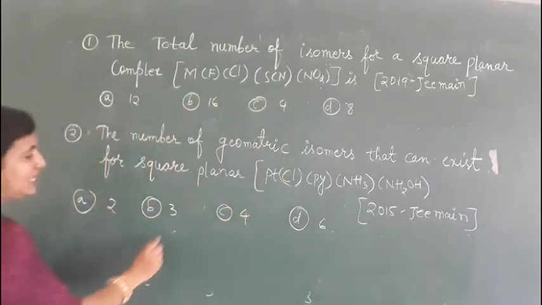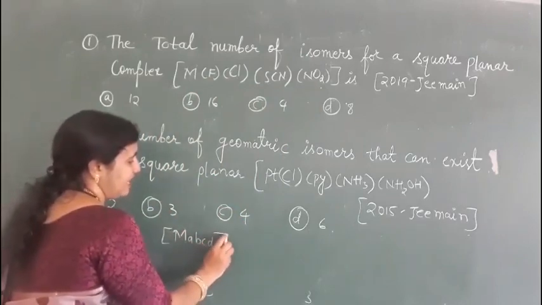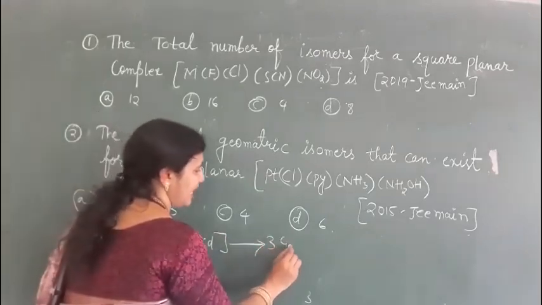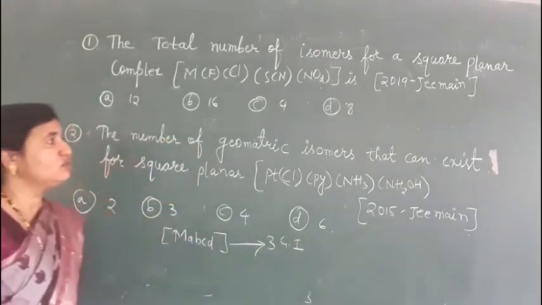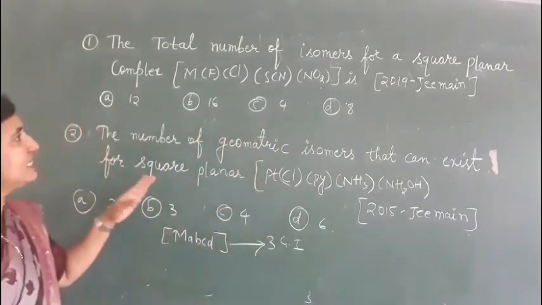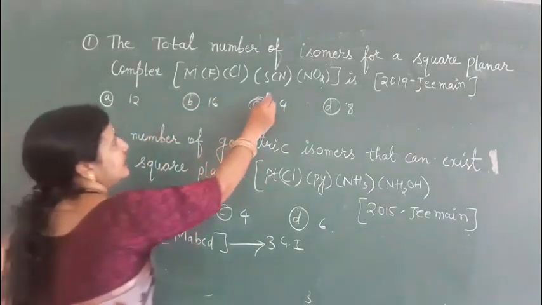Which type is it? This is MABCD type. As we know, ABCD type gives 3 geometrical isomers. But here the answer options don't have 3; we have 12, 16, 4, 8. If you look at the complex carefully, check the ligands.